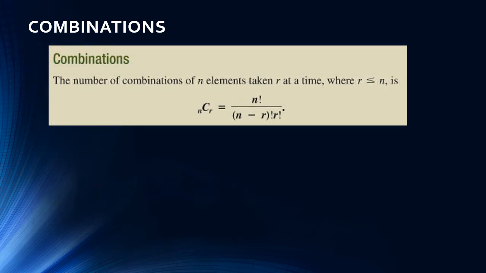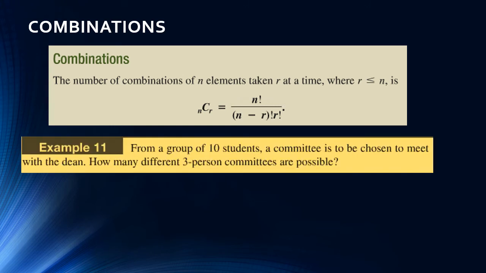Here's the formula for the combination, the number of combinations of n elements taken r at a time when r is less than or equal to n: nCr equals n factorial divided by n minus r factorial times r factorial. Okay? Again, your calculator, on the math button under the probability menu, has a combination function, so you may feel free to use that. You don't need to use the formula.